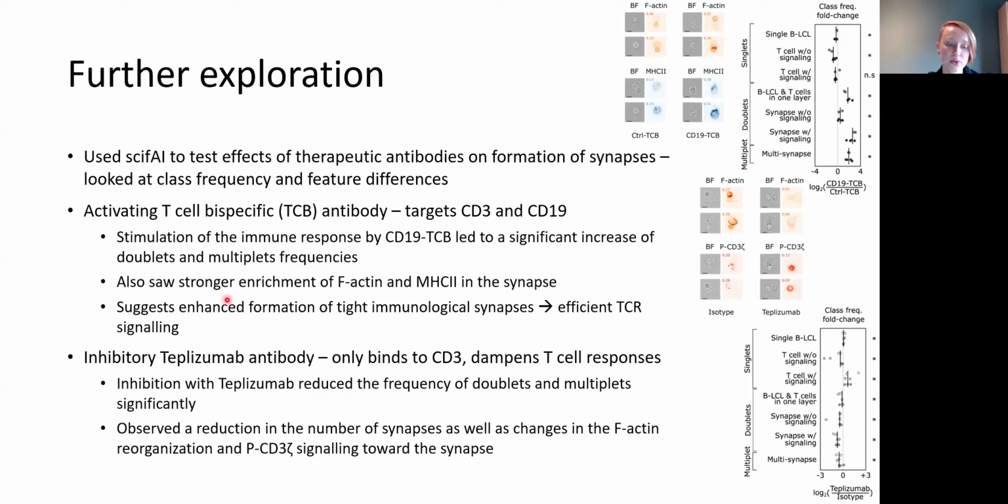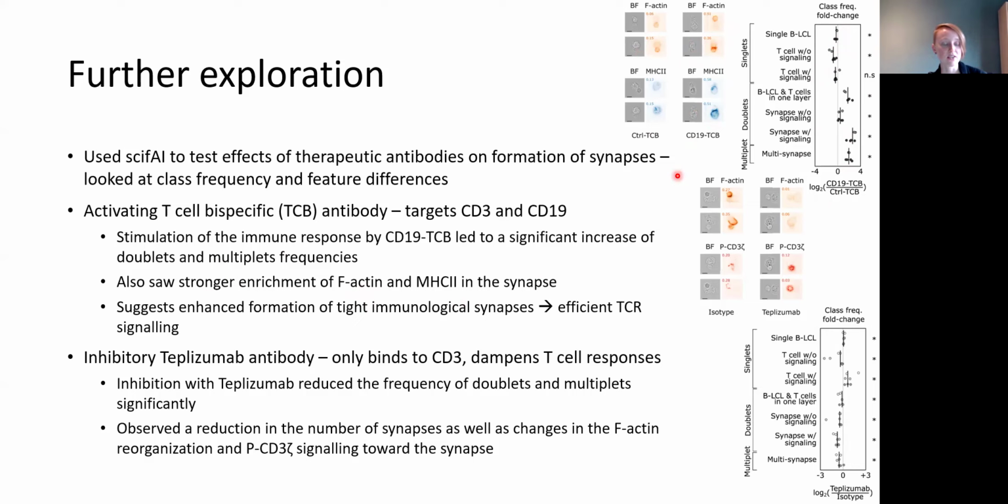And they also saw that there was stronger enrichment of F-actin and MHC2 in the synapse. So you can see over here the control versus the antibody, and there's more F-actin here and more MHC2 here.